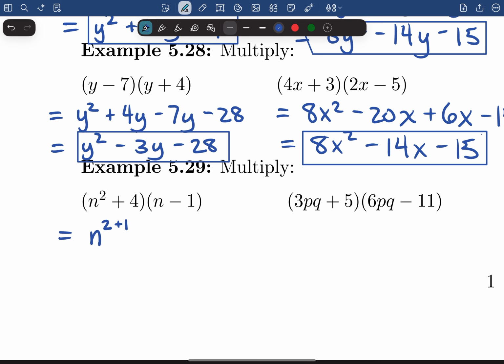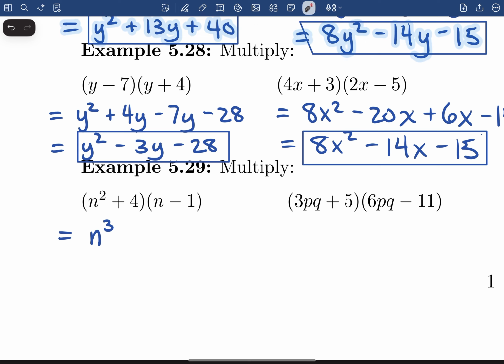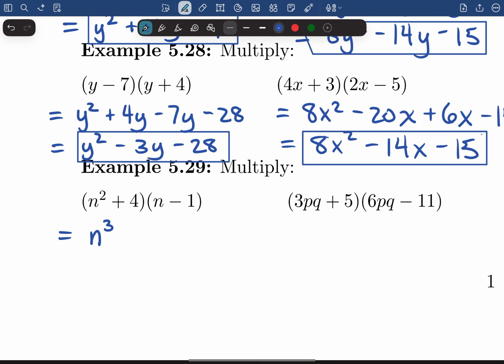I can multiply or add their exponents together in this case, right? When I'm multiplying n squared times n, I add the exponents together, and that's why I'm writing n cubed. Okay, so I've multiplied the first terms together. Let's multiply the outer terms together. That's negative 1 times n squared, so negative n squared. And the inner terms is a positive 4n. And the last terms, well, 4 times negative 1 is negative 4.